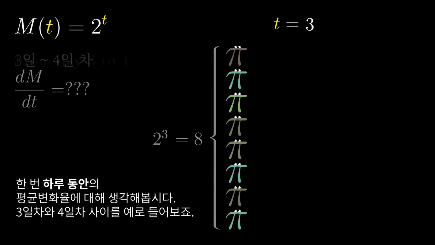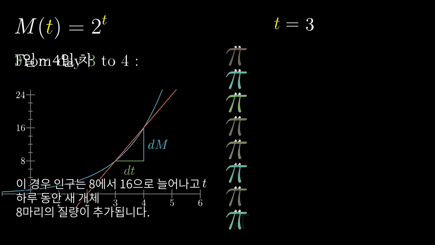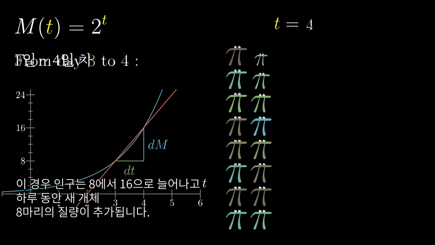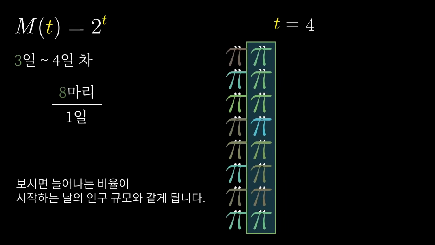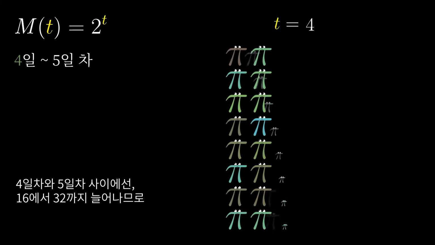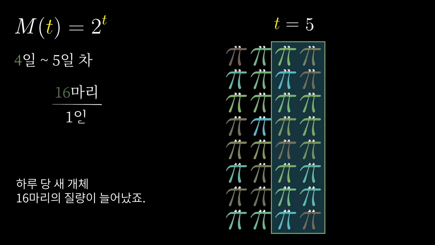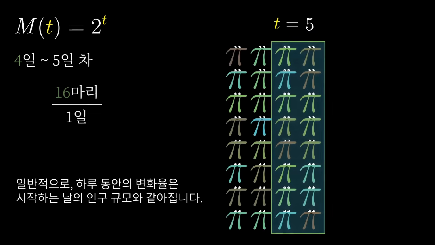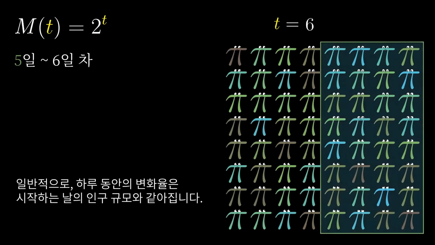And let's start by thinking of the rate of change over a full day, say between day 3 and day 4. Well, in this case, it grows from 8 to 16, so that's 8 new creature masses added over the course of one day. And notice, that rate of growth equals the population size at the start of the day. Between day 4 and day 5, it grows from 16 to 32, so that's a rate of 16 new creature masses per day, which again equals the population size at the start of the day. And in general, this rate of growth over a full day equals the population size at the start of that day.